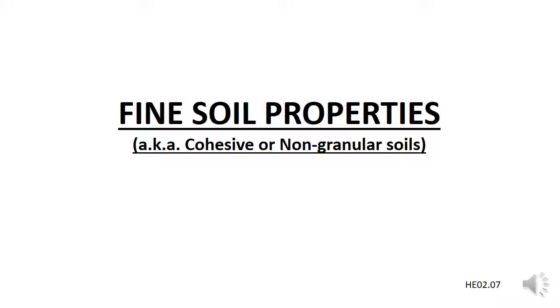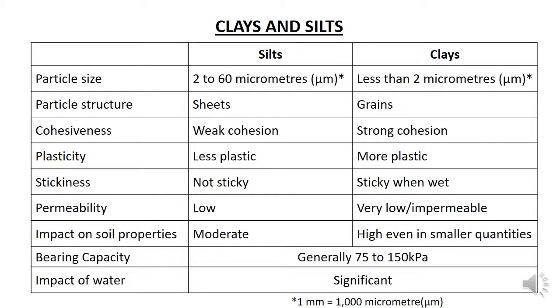In this video, we will look at the properties of fine-grained soils such as clays and silts. Fine-grained soils, or fine soils, are also known as cohesive soils or non-granular soils. As mentioned, fine-grained soils are usually silts and clays. Silt and clay particles are very small and usually measured in micrometers. 1 micrometer is 1/1,000,000th of a meter. Put another way, 1,000,000 micrometers makes up 1 meter.